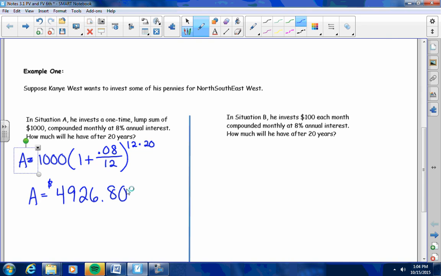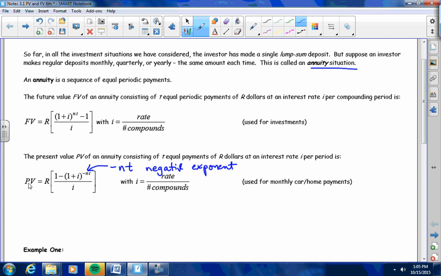Now in situation B, this time he invests $100 each month, compounded monthly, at an 8% annual interest rate. How much will he have in 20 years? This time, I'm doing a fixed amount every single month for the next 20 years. That's $100. So do I want to use the present value formula or the future value formula? Future value. I'm doing $100 every month. How much will it grow to in the future in 20 years?